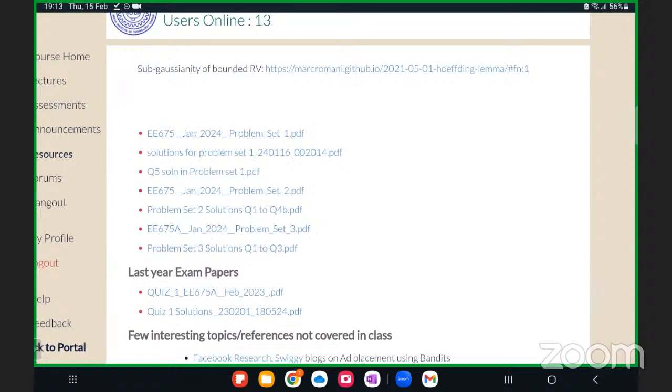So no doubts on the first problem set. First problem set at this time.